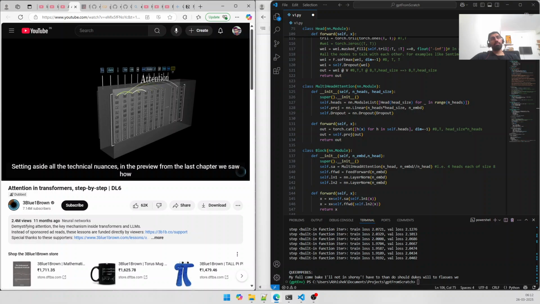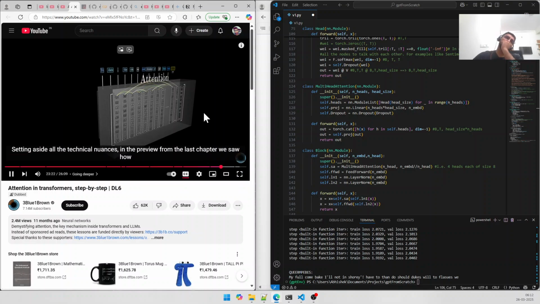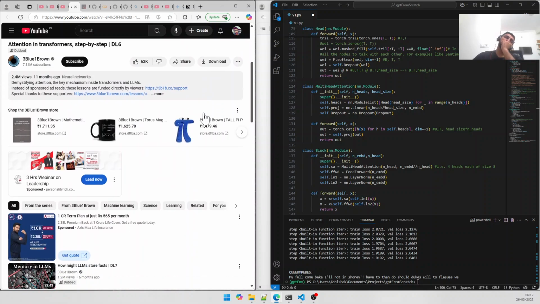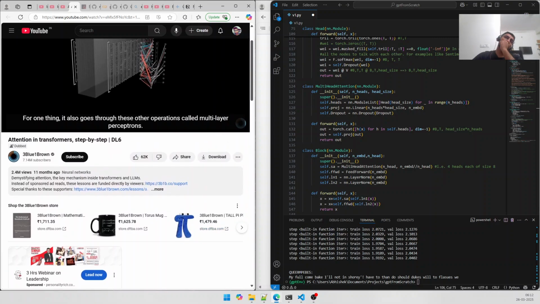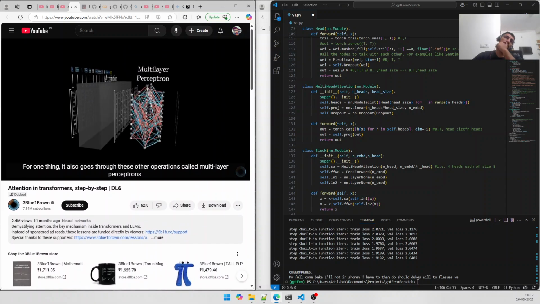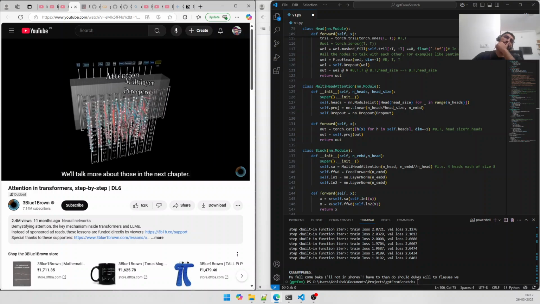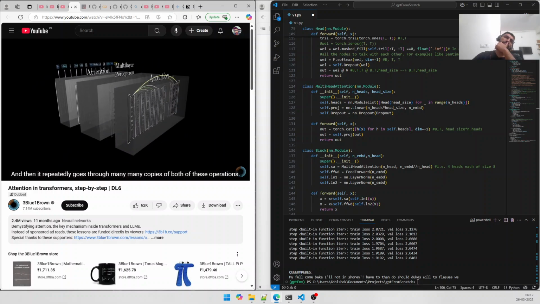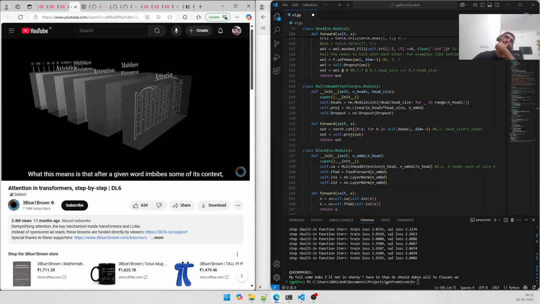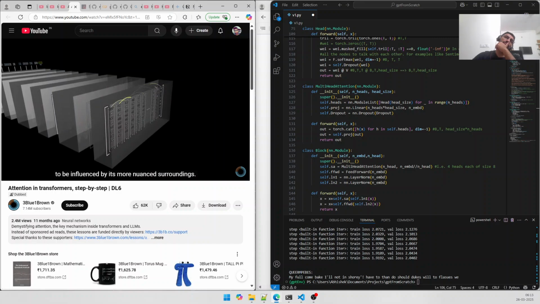Setting aside all the technical nuances, in the preview from the last chapter, we saw how data flowing through a transformer doesn't just flow through a single attention block. For one thing, it also goes through these other operations called multi-layer perceptrons. We'll talk more about those in the next chapter. And then it repeatedly goes through many copies of both of these operations. What this means is that after a given word imbibes some of its context, there are many more chances for this more nuanced embedding to be influenced by its more nuanced surroundings.